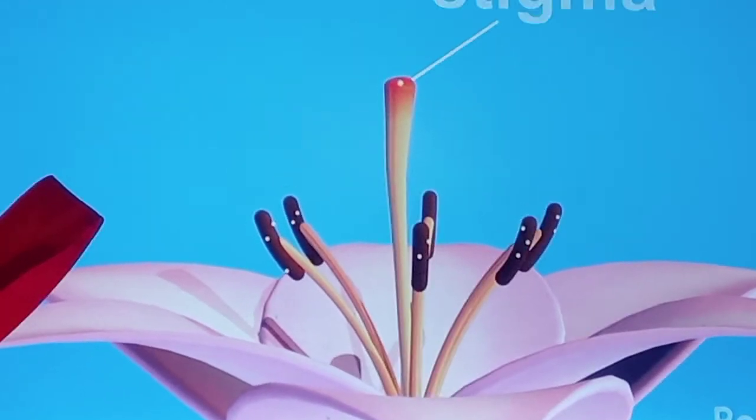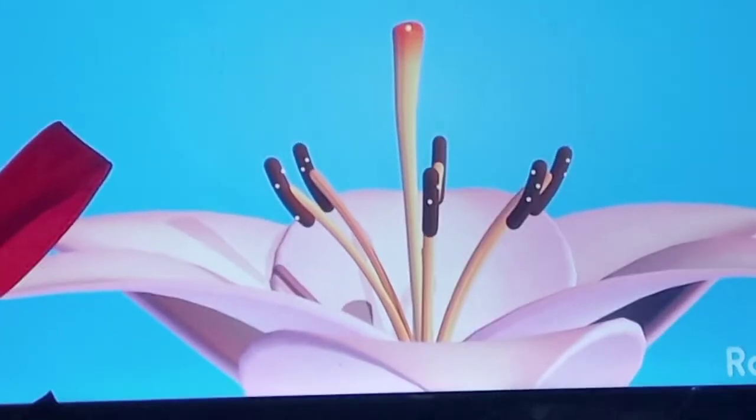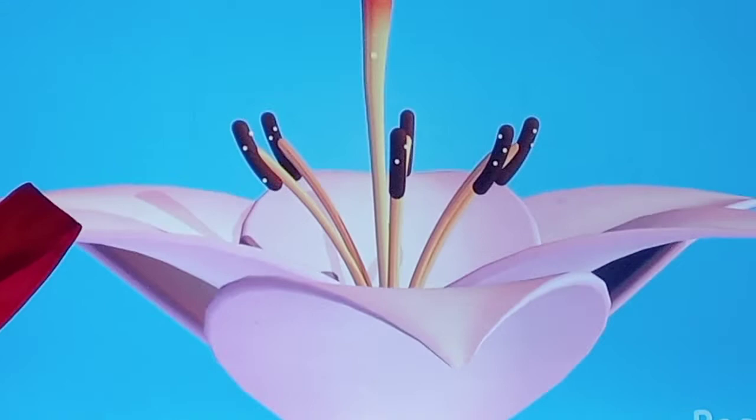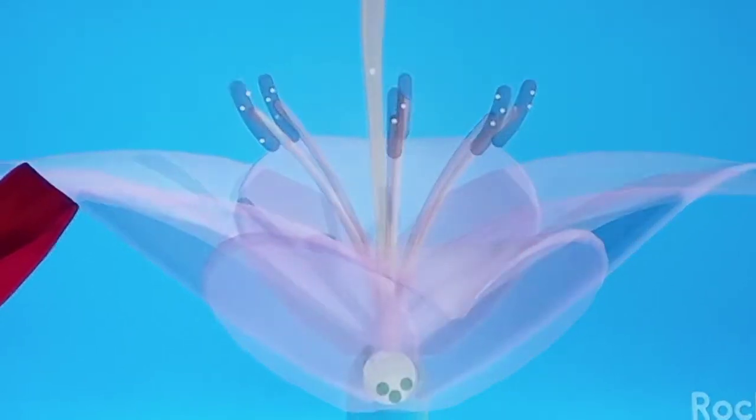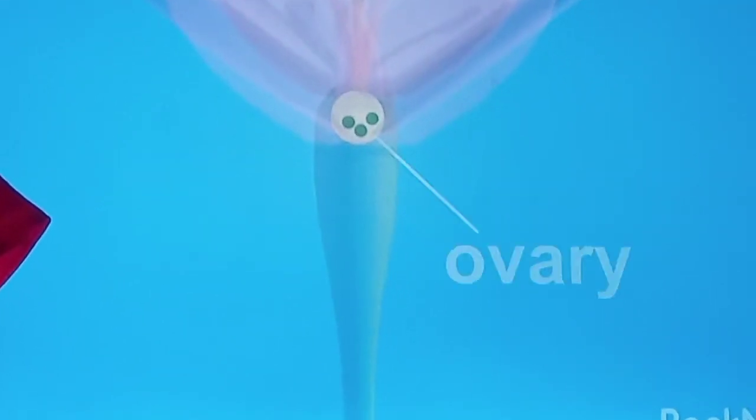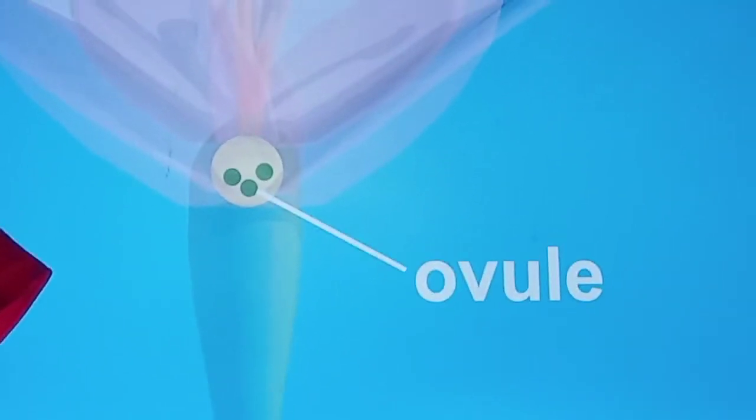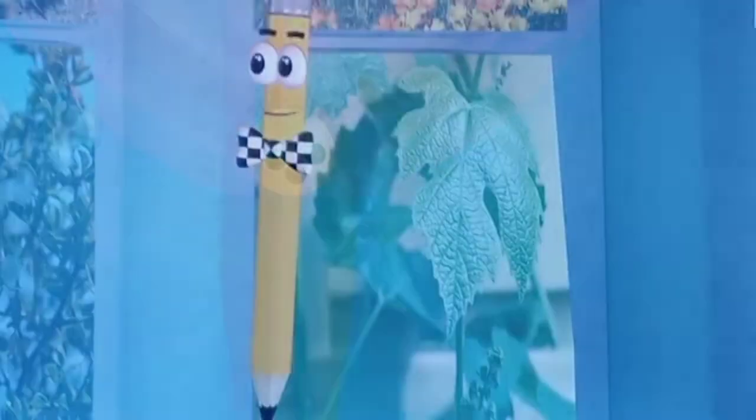The sticky stigma is usually found in the center of the flower. The pollen then travels down a long tube called the style all the way to the ovary. The ovary contains female egg cells called ovules. The pollen fertilizes the ovules and they become seeds. The ovaries become the fruit.